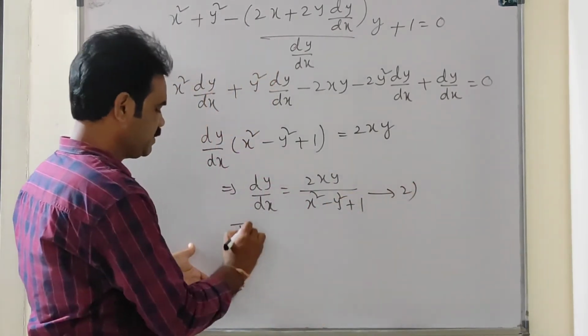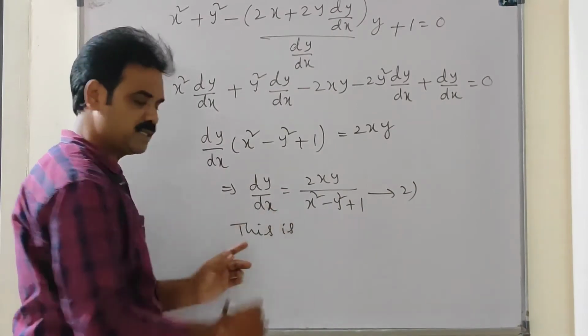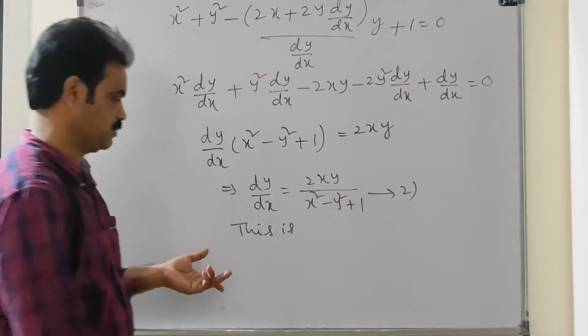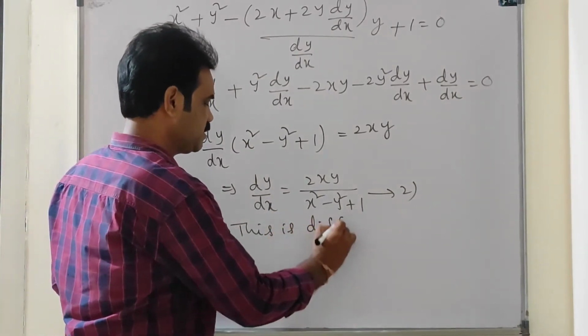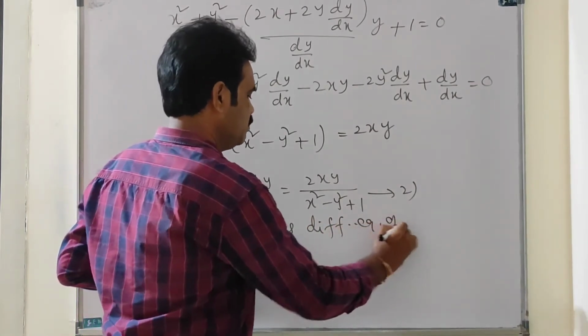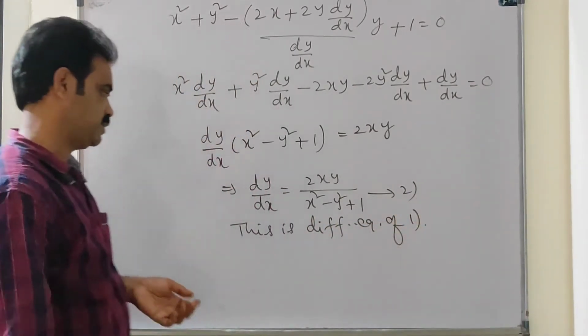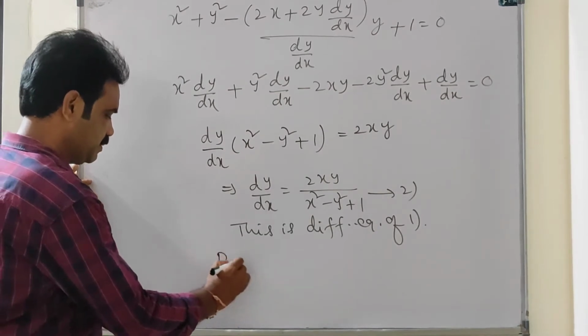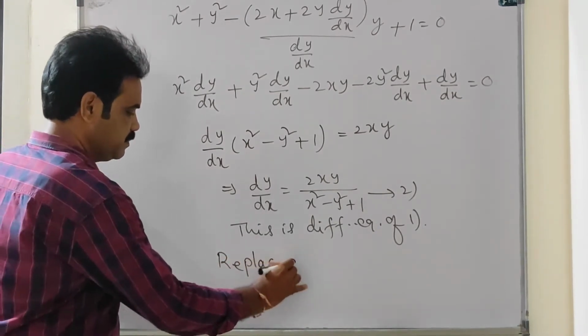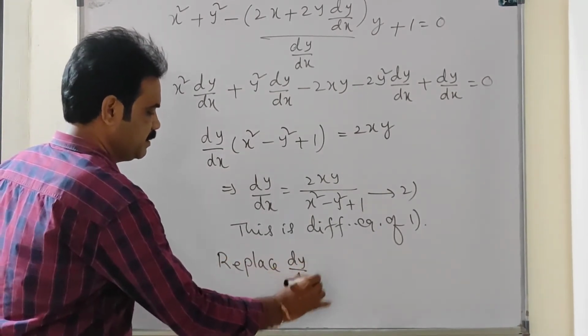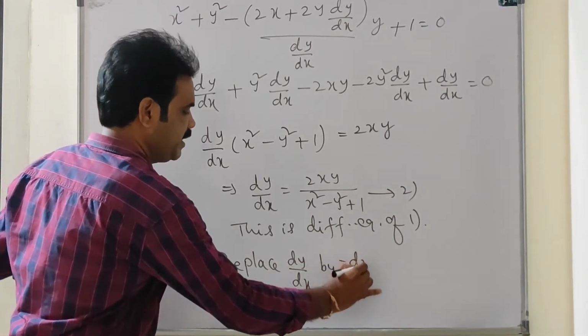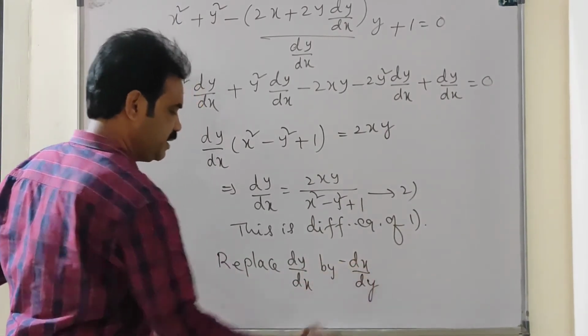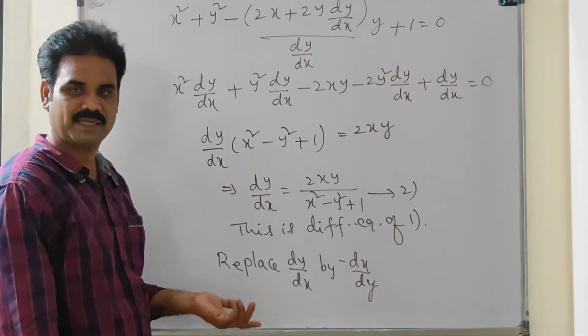Now this is the differential equation of the given family of curves, that is equation 1. Now replace dy by dx by minus dx by dy to get the differential equation of orthogonal trajectories.